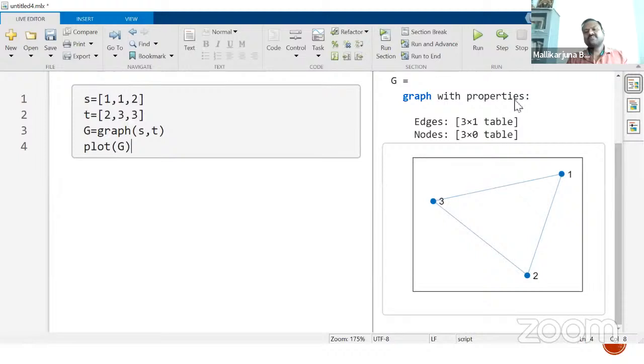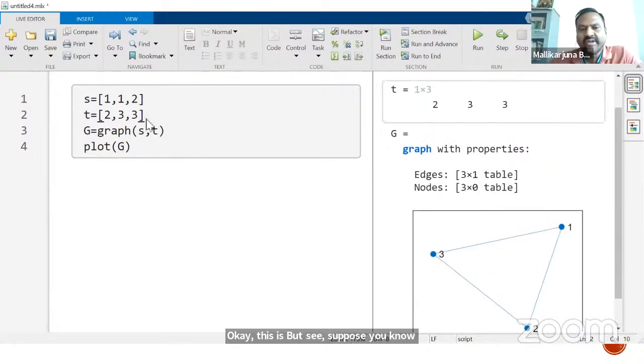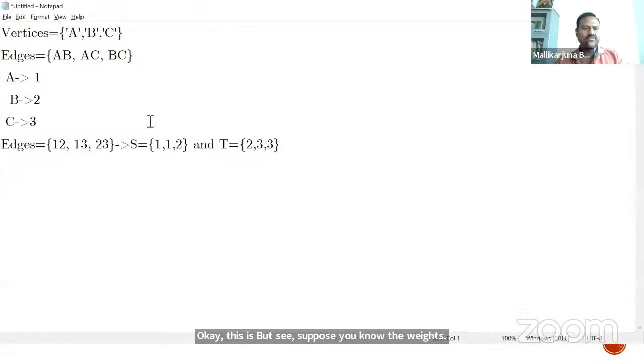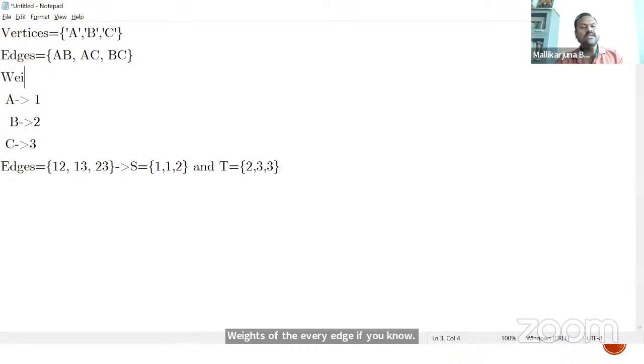You can see the graph. Suppose you know the weights of every edge. Let me take the weights: AB weight is 3, AC weight is -2, BC weight is 10.